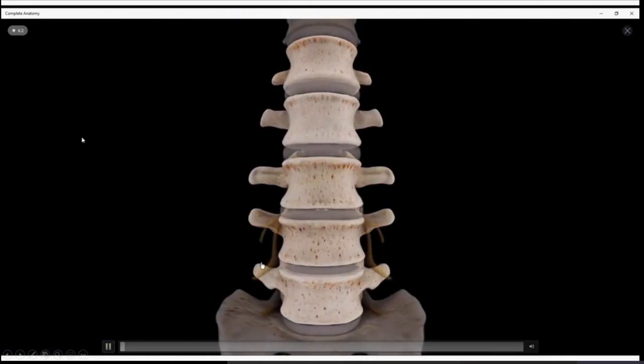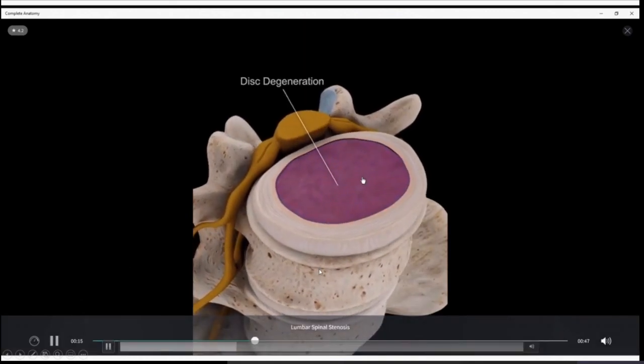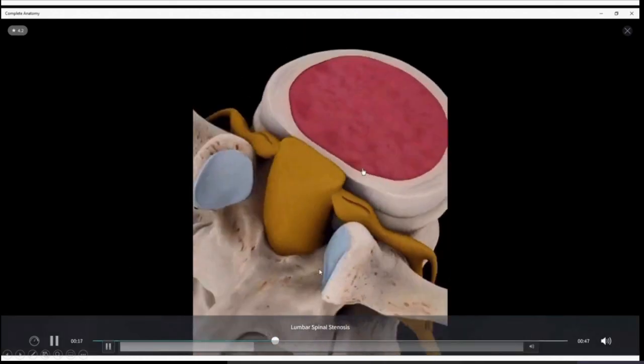This will show you the effect. Hopefully this is the right one. No. Okay, so we get the disc degeneration.